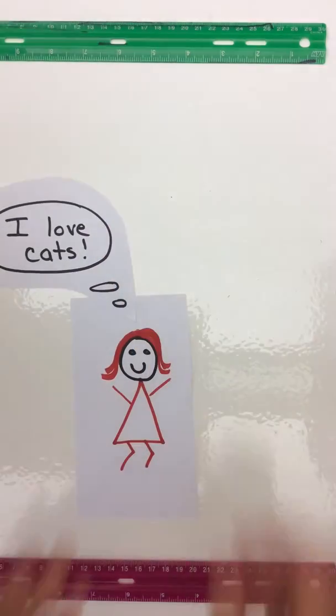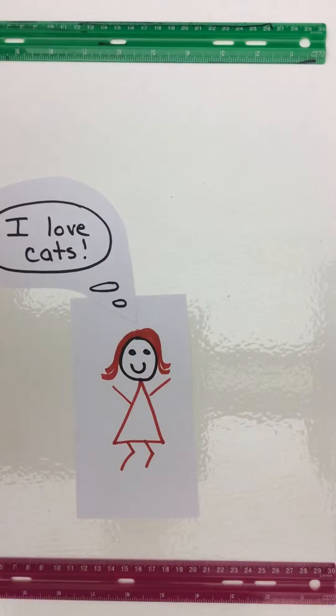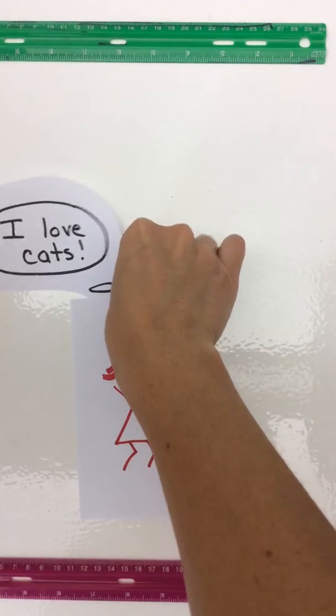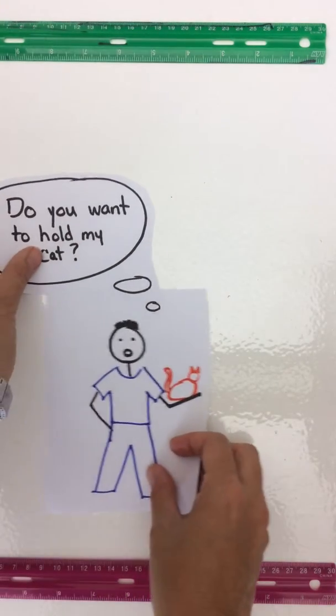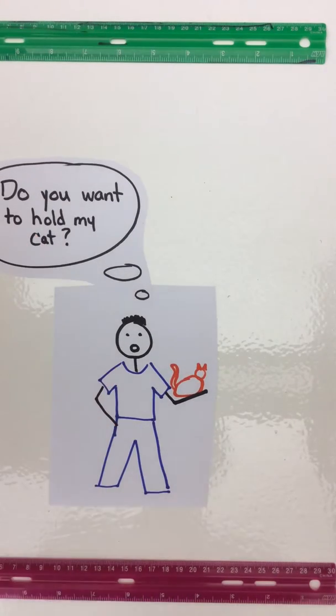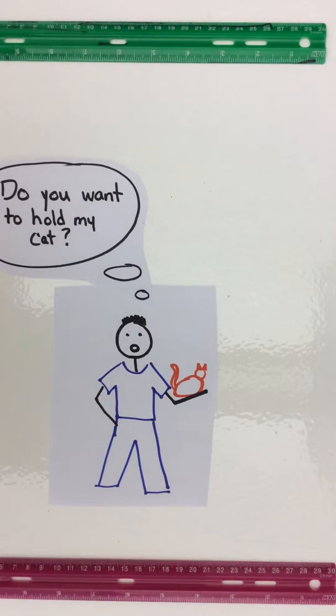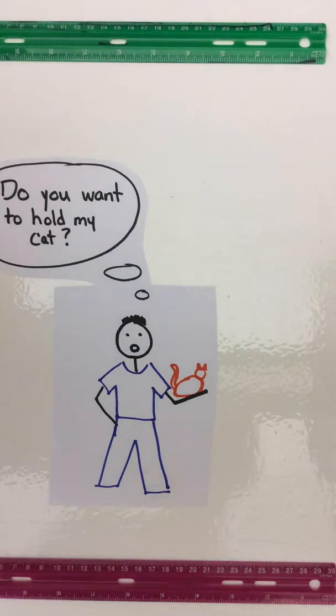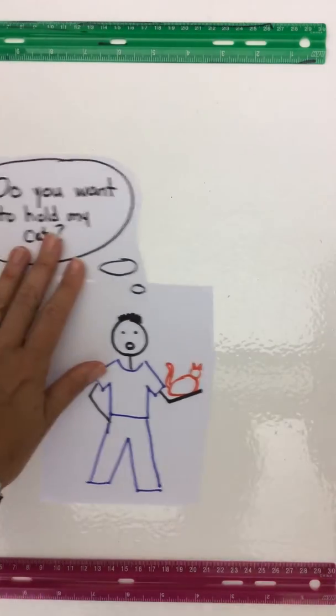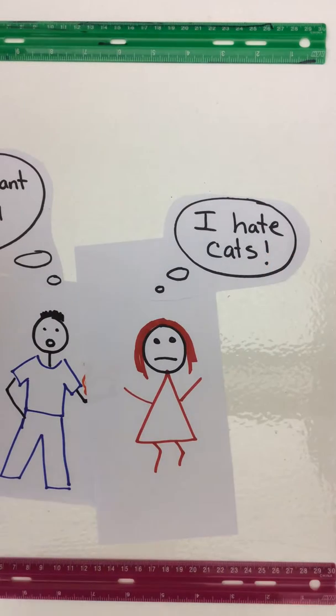Well, when you're reading and you have a character who's been acting one way throughout the whole story, or for a good part of the story, and then something happens and they react kind of in the opposite way that you'd expect based on their past actions. So we had our character who loves cats, and then along comes this guy that says, "Do you want to hold my cat?" What would you think? You'd think, of course she's going to want to hold the cat because she loves cats. And then all of a sudden she says, "I hate cats."